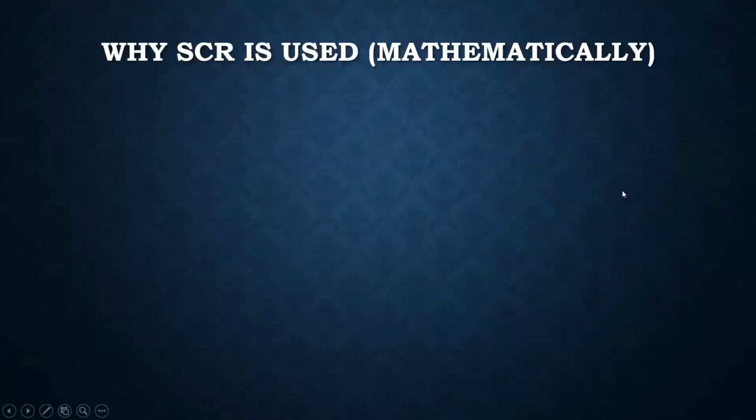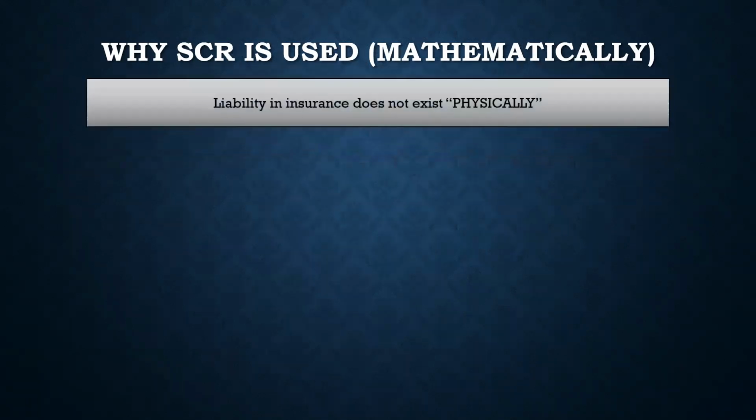Okay, let's move on. So why is SCR used mathematically? What is the reason mathematically SCR is used? And we'll also have an intuitive understanding of why SCR is used. First, liability in insurance does not exist physically. Right? What is the meaning of this? For example, my famous example, chocolate. If you are selling chocolate, then you need to have a factory where you need to process chocolate, you need to create chocolate, you need to melt something, you need to solidify something, etc., right? So that entire factory, the inventory that you are keeping, those are your liabilities. You have physical existence of liabilities, right?